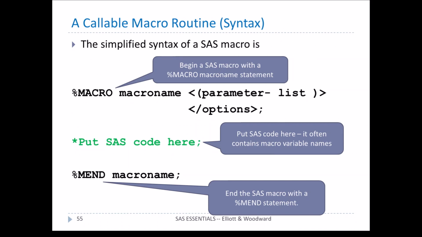All right, a macro routine syntax is shown here. Here's the simplified syntax of a SAS macro. It begins with %macro, and then the macro name, and optionally some parameters we'll talk about. And then you notice it says put SAS code here, so that's going to be where you put whatever SAS code you want to happen when the macro routine is called. And then the macro ends with a %MEND, and then also the macro name again. So that's the general format. We'll look at it more precisely now.